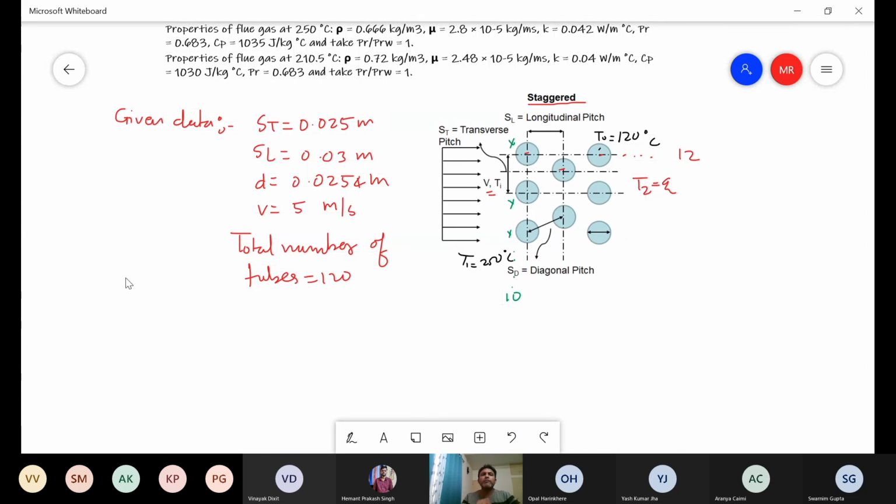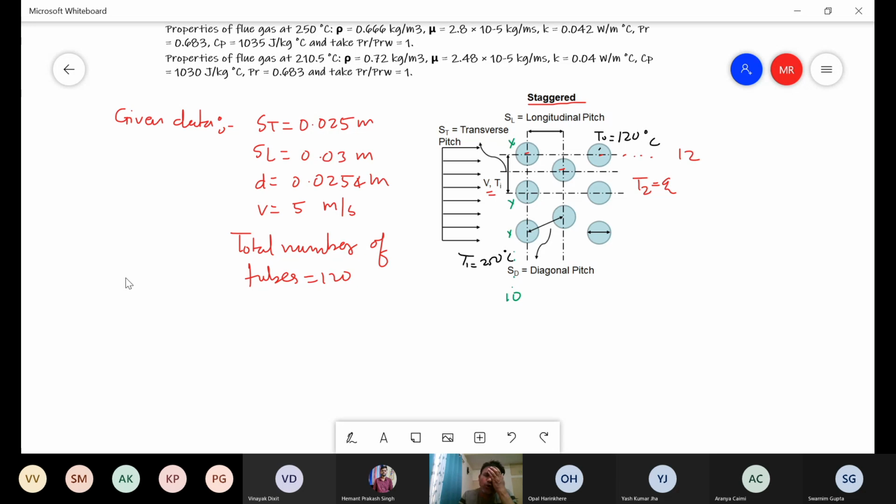Okay, so now in this particular problem, the properties of the flue gas are given at 250 degrees Celsius. So rho is given as 0.666 kg per meter cube. Mu is given as 2.8 times 10 raised to power minus 5 kg per m s. Thermal conductivity is given as 0.042 watt per meter degree Celsius. Prandtl number is 0.683 and Cp is 1035.